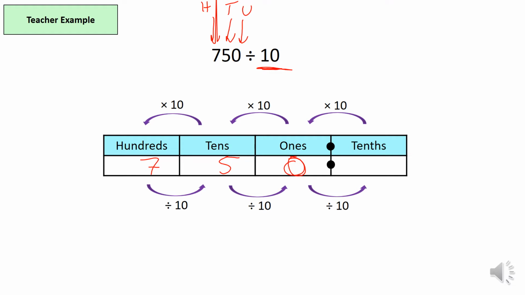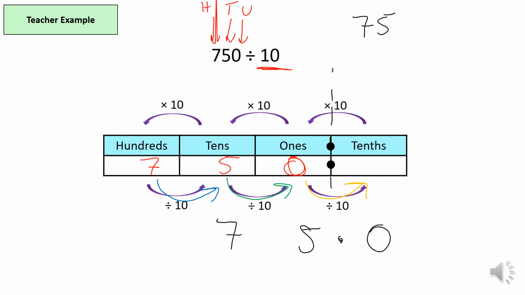So the first digit is going to go 1 to the right. What I'm going to do is put a 0 below the tens column. Now vertically below I'm going to put my decimal point. Now I'm going to shift the 5 1 to the right. I'm going to put a 5 there, and now I'm going to shift my 7 1 to the right, and I get a 7 in the tens column. So the answer is 75.0, which is also just 75.